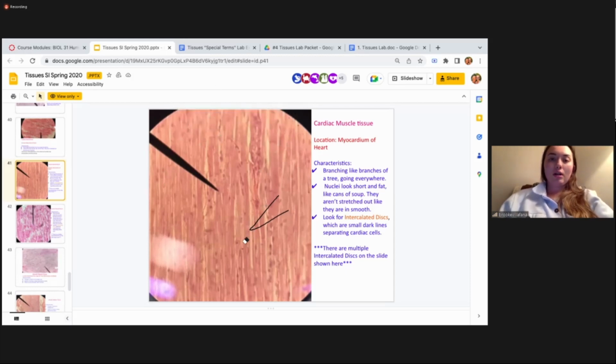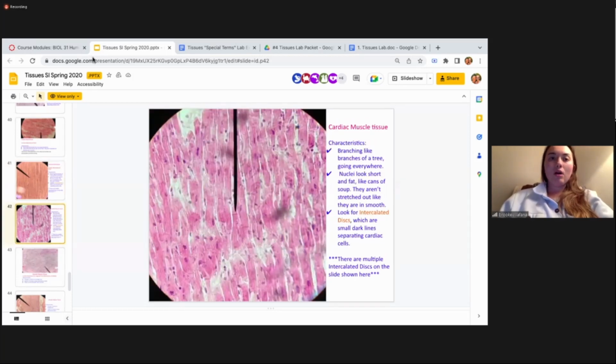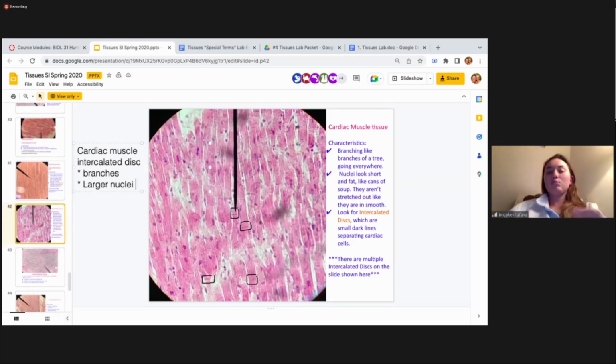To show you on an additional slide, if we look at this one, we see a lot of intercalated discs. Here's an intercalated disc, here's an intercalated disc, one more down here, another one. All of those are intercalated discs. Again, this is our cardiac muscle. Cardiac muscle has intercalated discs. That is the biggest distinguishing feature. In addition, it looks like branches, and it also has larger nuclei than the smooth muscle or the skeletal muscle.